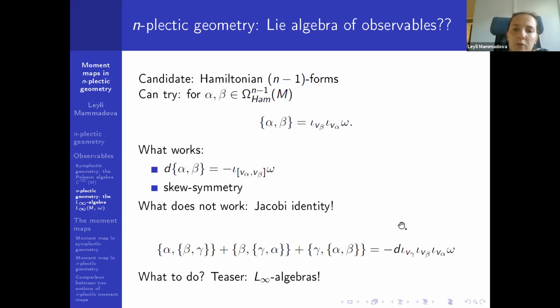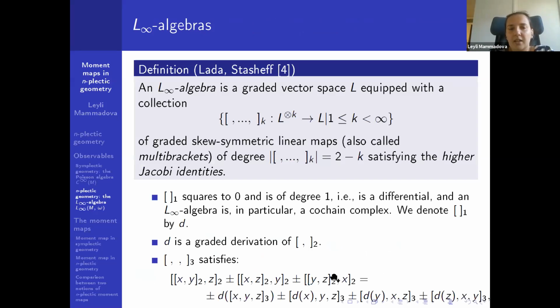So what to do? I will talk about one way of going about this, but other people before this whole L-infinity business was introduced in this framework just considered forms modulo exact terms. But we will not do this here because we have a very nice framework to incorporate all of this and still get a nice structure. So teaser, L-infinity algebras will save us. But first, let us introduce L-infinity algebras.